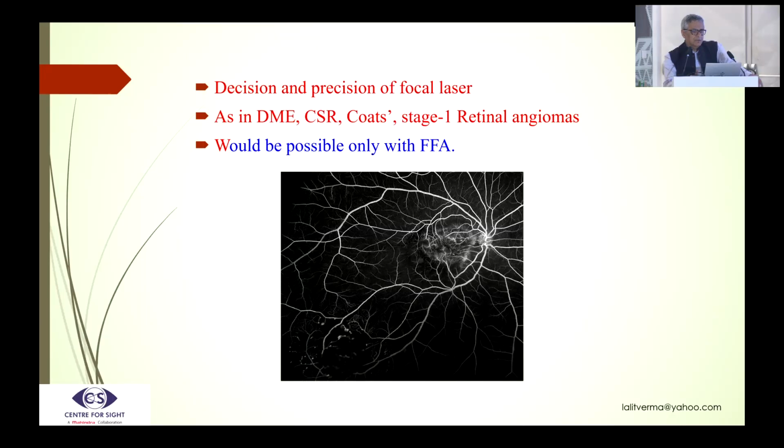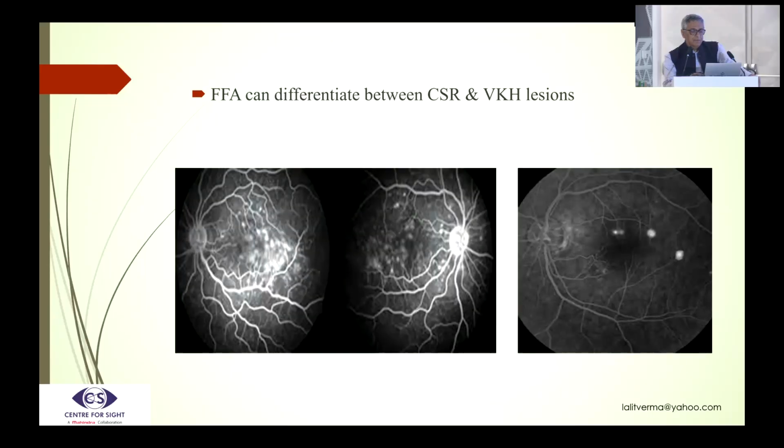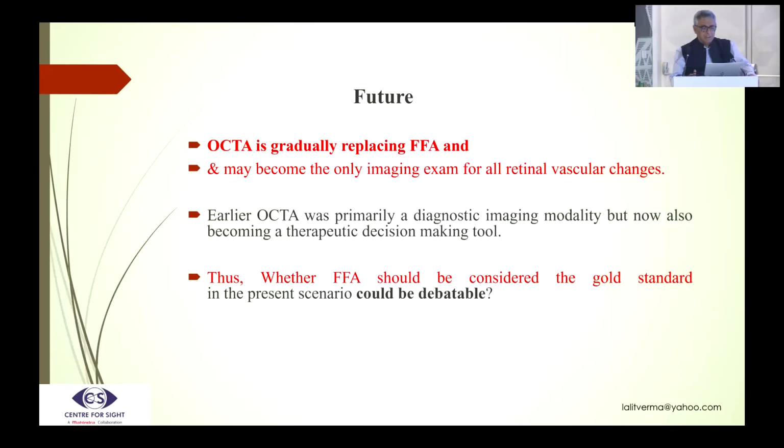PRP you can, but for focal laser you need the site of leakage and various phases of angiography so that you can do precise, small amount of laser. Then FFA, things like VKH and these things can more easily be done on FA rather than Octa. So I know future is weighed towards more Octa, and gradually people are sitting on Octa machines rather than FA. But in our center also the role of FA has decreased quite a bit.